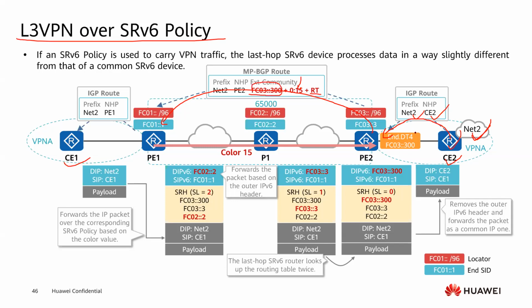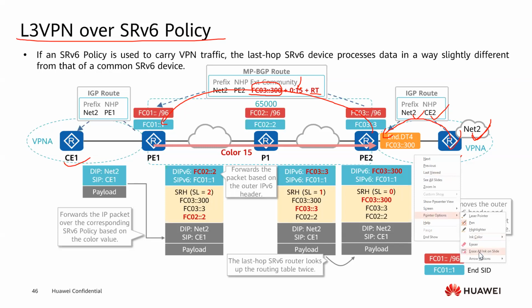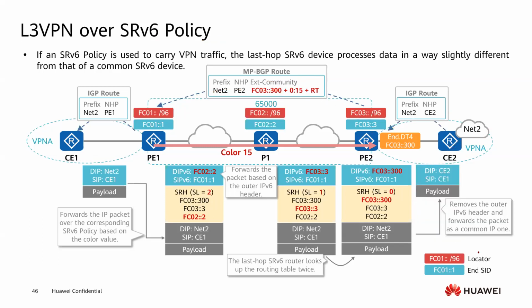What is this? This is the DT4 segment. This function, as we said, is similar to a private label. It is sent to its destination P1, and P1 sends to CE1. So when CE1 sends a packet to CE2 network 2, it goes this way: CE1, destination network 2, sends to P1.